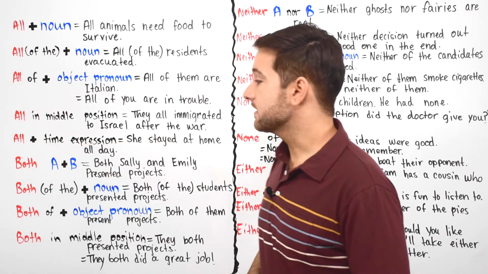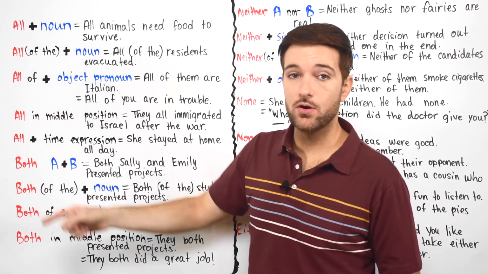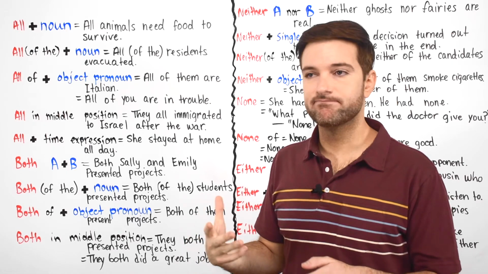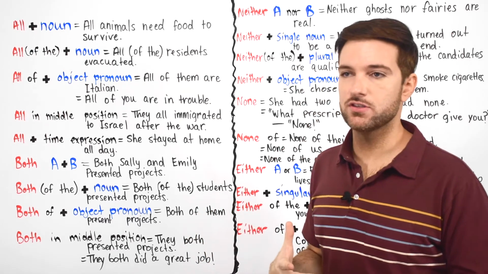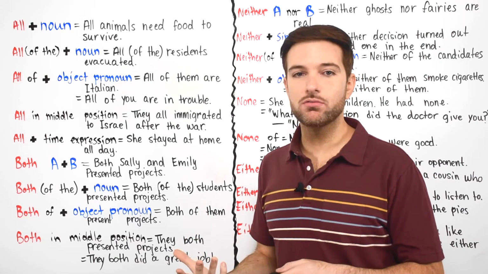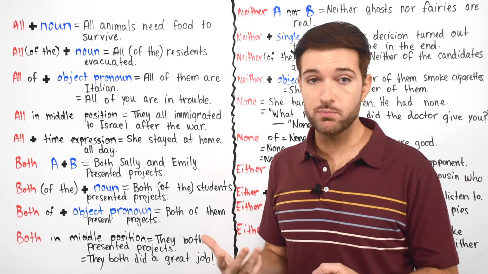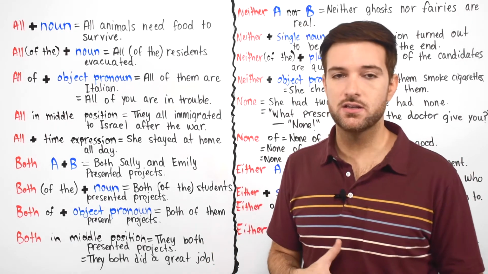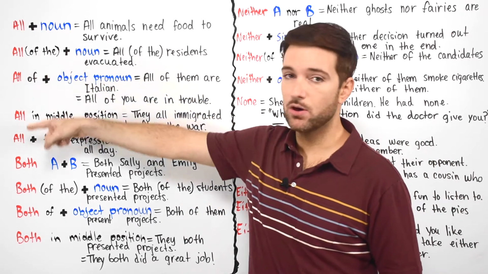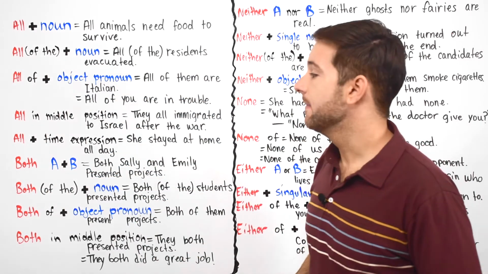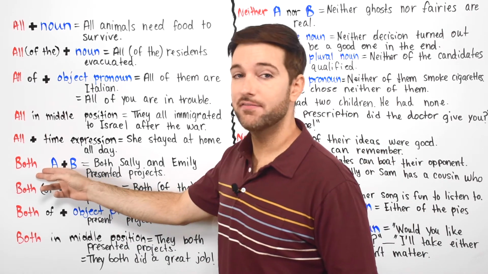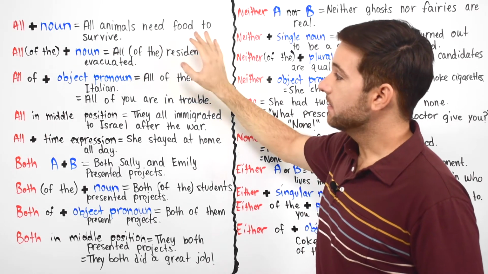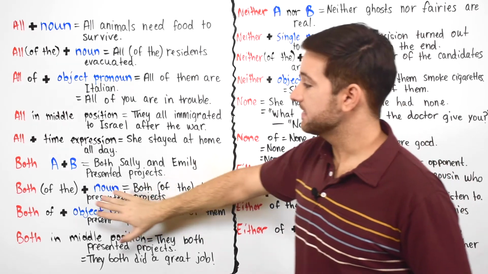Let's move on. Next, we have the word both. We use both to talk about two people or things, although sometimes people use it with more than two. But usually it's two people or two things. And just like the word all, both is also used in affirmative sentences, and it takes the plural form of the verb. Like all animals need food to survive, the verbs are going to be plural. The same goes for both.